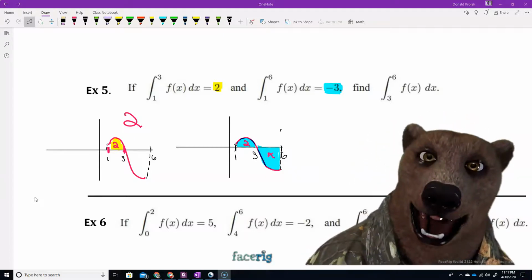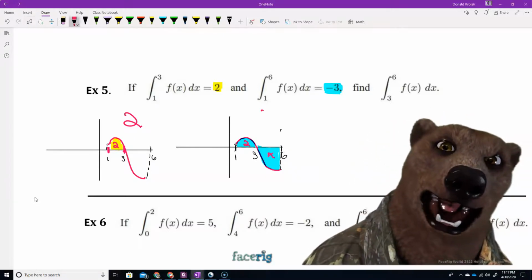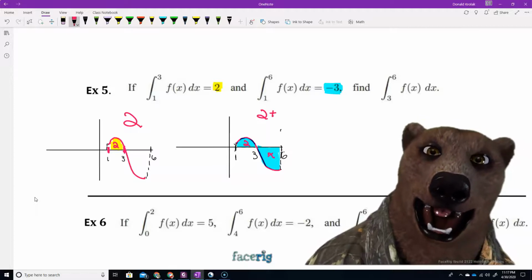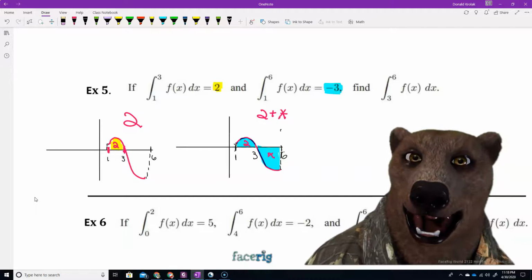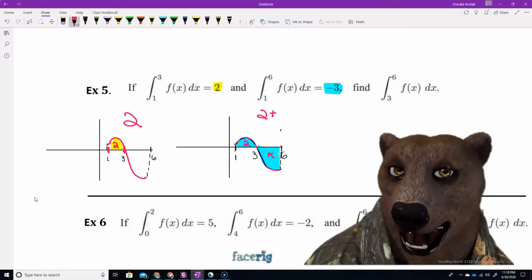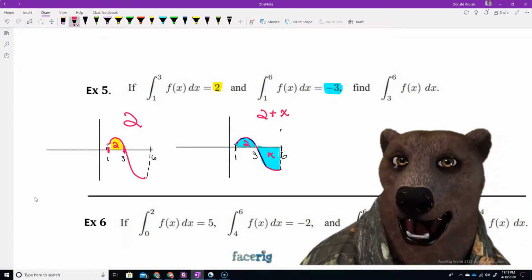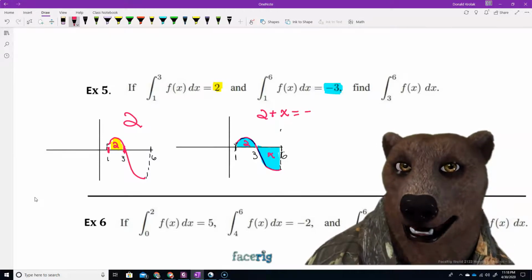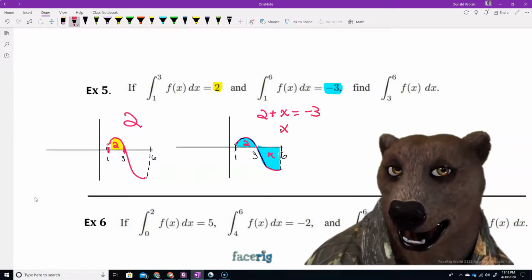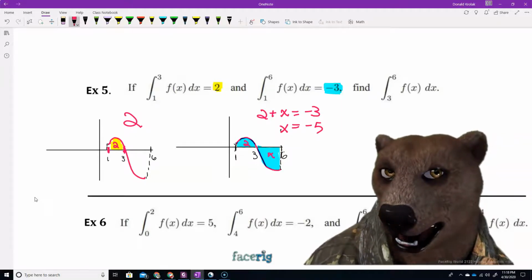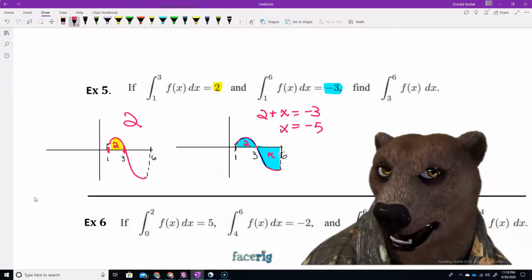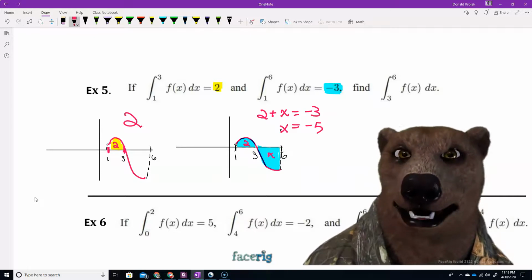All right, so we know that when we add these two values up, the net area between 2 and this negative area that we'll say is x has to be negative 3. Therefore, that area above the curve but below the x-axis has to be negative 5.